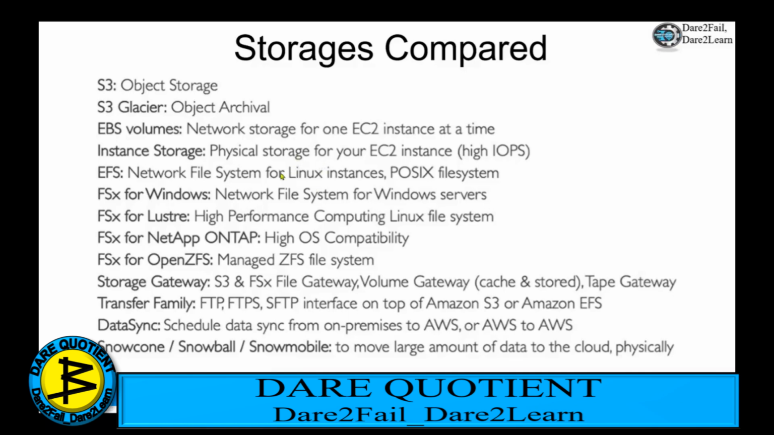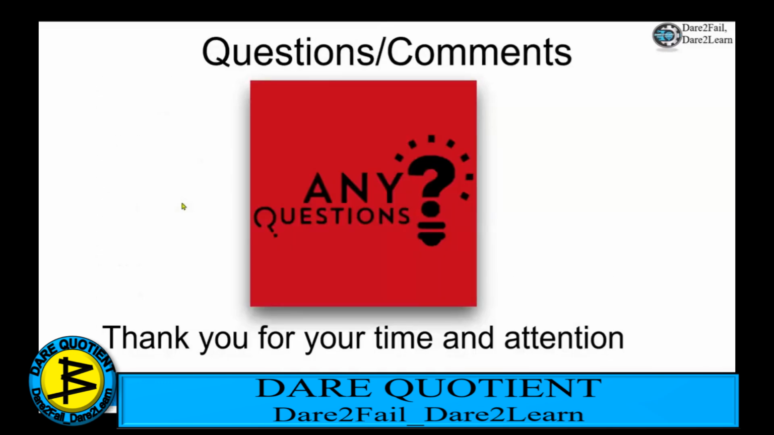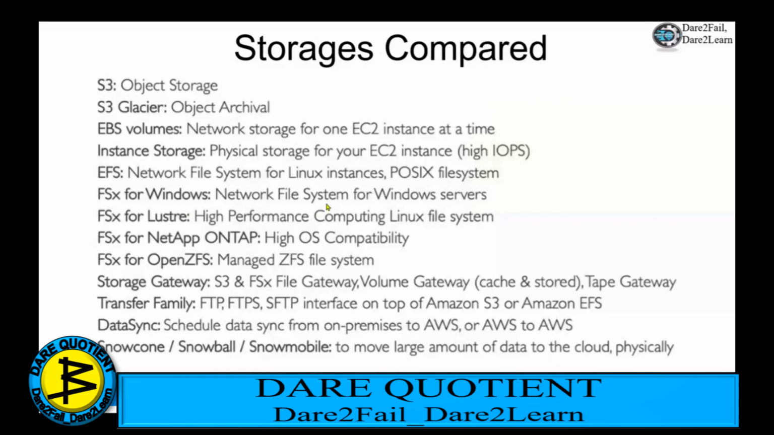While we have EFS for Linux, we have FSx for Windows. It is the network file system for Windows, but we have different types. We have one for Windows, and we have FSx for Lustre, which is used for high performance computing, Linux file systems.